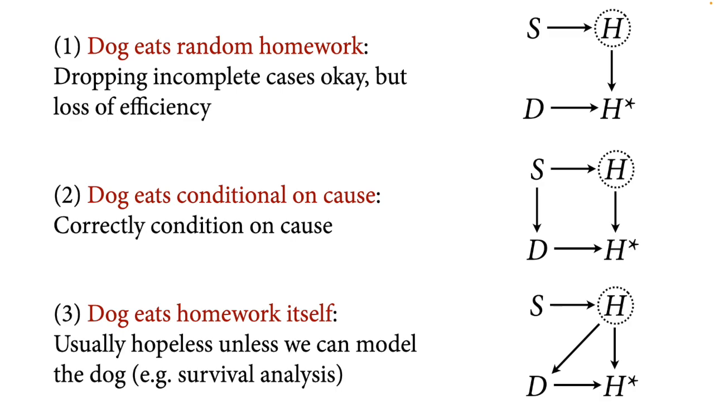Number two, dog eats conditional on cause. Again, in stats, this is dreadfully sometimes called missing at random, which again is a completely uninformative sort of name. Think about the dog. The dog is eating and it's conditional on a cause, some variable that we have observed, a treatment or something we want to adjust by. And what we need to do is condition on that cause or stratify by that covariate in order to deal with the missingness. But we must model it correctly. And that was the point of my example where there were diminishing returns on the quality of homework. There's no get out of jail free card here.